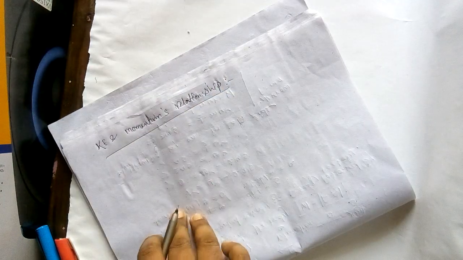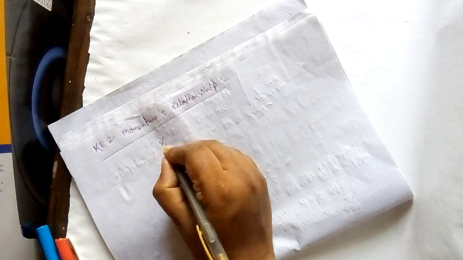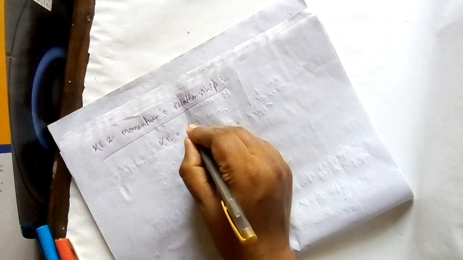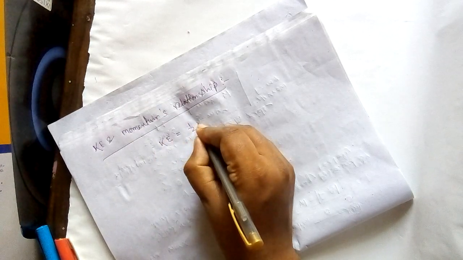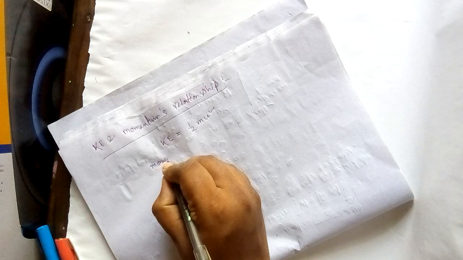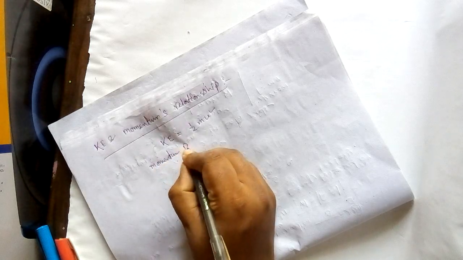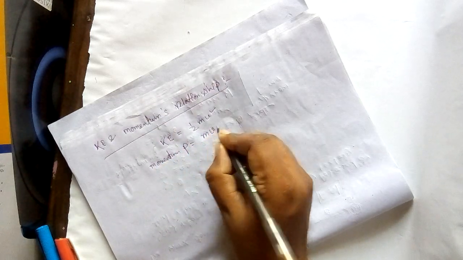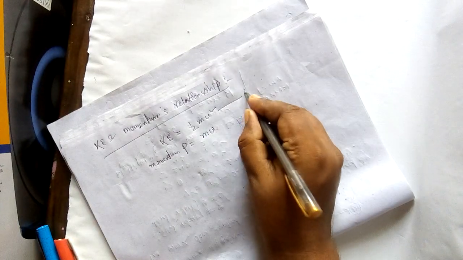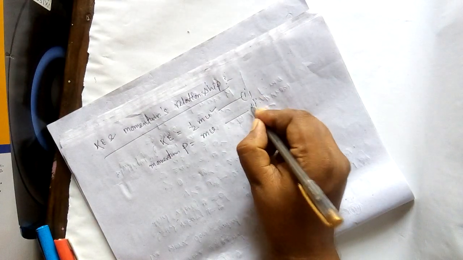See, just now we have seen that kinetic energy KE is equal to half mv square, right? And again momentum P equals m into v. We know the product of mass and velocity is known as momentum. So from here we can conclude two things. It is equation number 1, it is equation number 2.